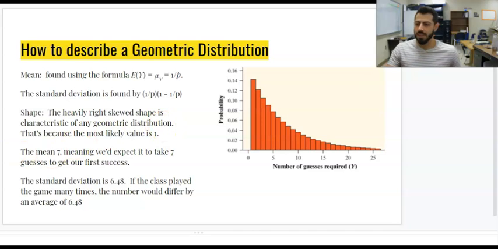And yeah, that's geometric distributions. A lot easier than binomials, but we also don't really spend a whole lot of time on them because they don't really come up that often. So yeah, I wouldn't stress about them too much.